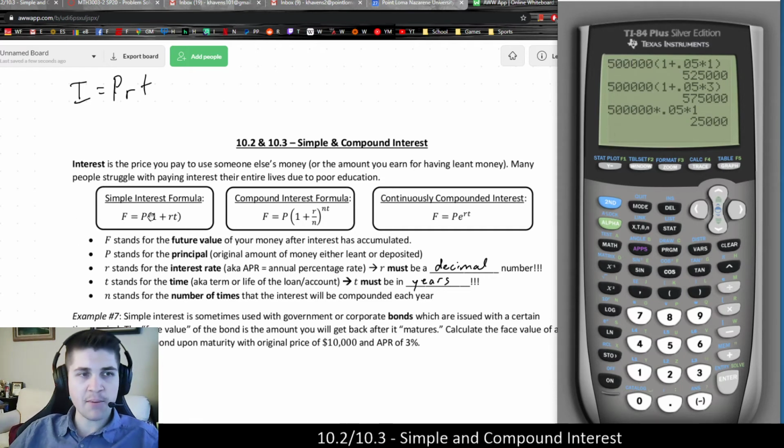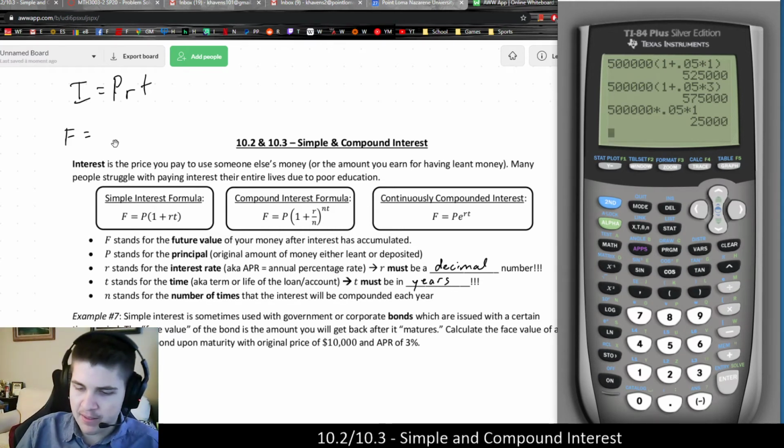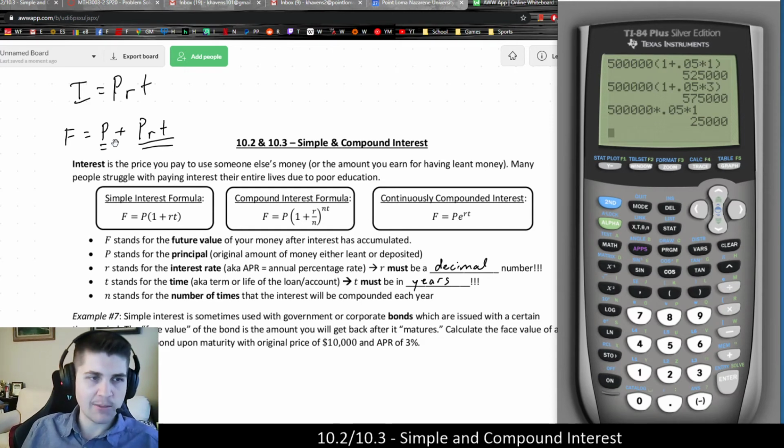And notice that if I'm comparing these two formulas, the only difference is that, if I use the distributive property, P times 1 is P, plus PRT. So this would be the version that I have in the packet. All this is saying is that I'm starting with the principal and adding the interest, which is given by PRT.